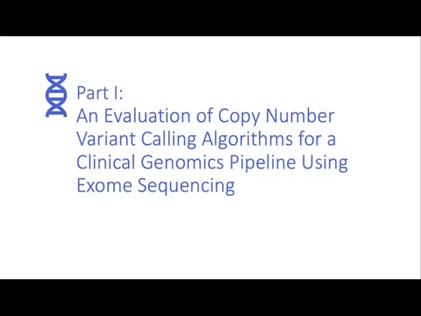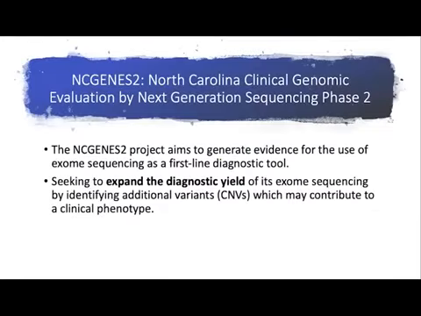So the first part is about copy number variant calling algorithms for exome sequencing. And I worked with the NC Genes study here at UNC. The NC Genes project aims to generate evidence for the use of exome sequencing as a first-line diagnostic tool in clinical genomics. The group is seeking to expand the diagnostic yield of its exome sequencing by identifying additional genetic variants, like CNVs, which may contribute to a clinical phenotype.